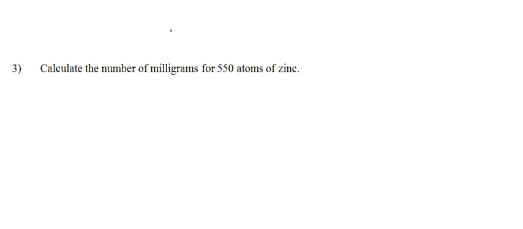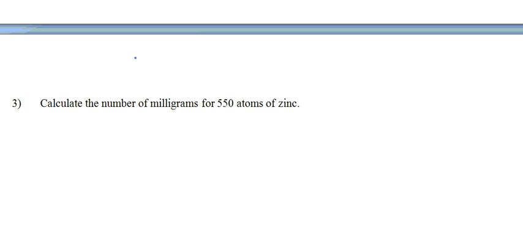All right, number 3. Calculate the number of milligrams for 550 atoms of zinc. All right, here's one thing that we need to know. We need to know the progression from higher to lower. In this case, we are given milligrams. Okay, so I'm going to give you a little chart here going from milligrams. If you're given milligrams, and we're looking for atoms in this case, is there a conversion for me to go from milligrams straight to atoms? Well, if you know of one, let me know. But no, there isn't one.